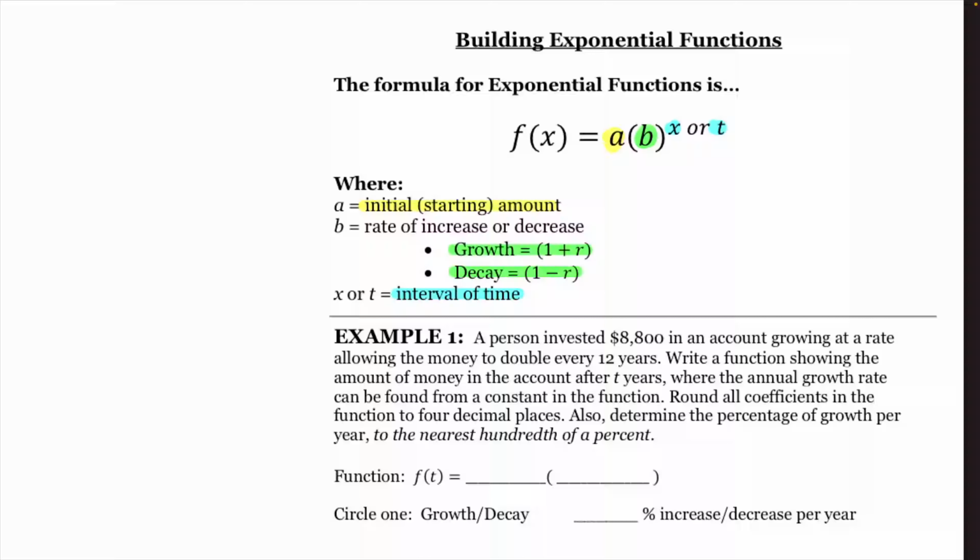Today, sometimes they're using different letters for different things. We still have starting amount, right? That's still there, but sometimes they call it A. B is either growth or decay, it's the same thing. So instead of having to write it twice, they just wrote B. And then sometimes they use X instead of T, but it's the same thing, it's just time, okay? That's all. All right, okay, so let's look at number 1.